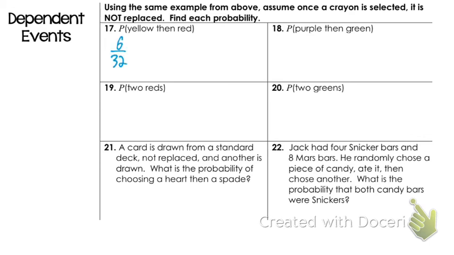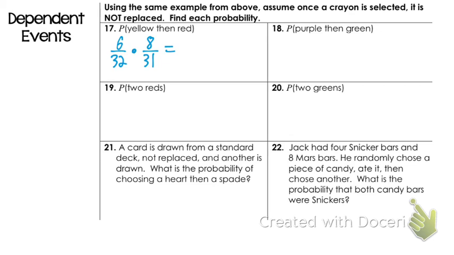Now, I take one out. How many crayons are in there now? 31. So what are the odds that out of the 31, I get a red? 8 out of 31. Yeah, there's 8 red crayons still, because I took a yellow. So there's 8 red ones in there still. So I multiply these together. See how that changes based upon whether or not we replaced?